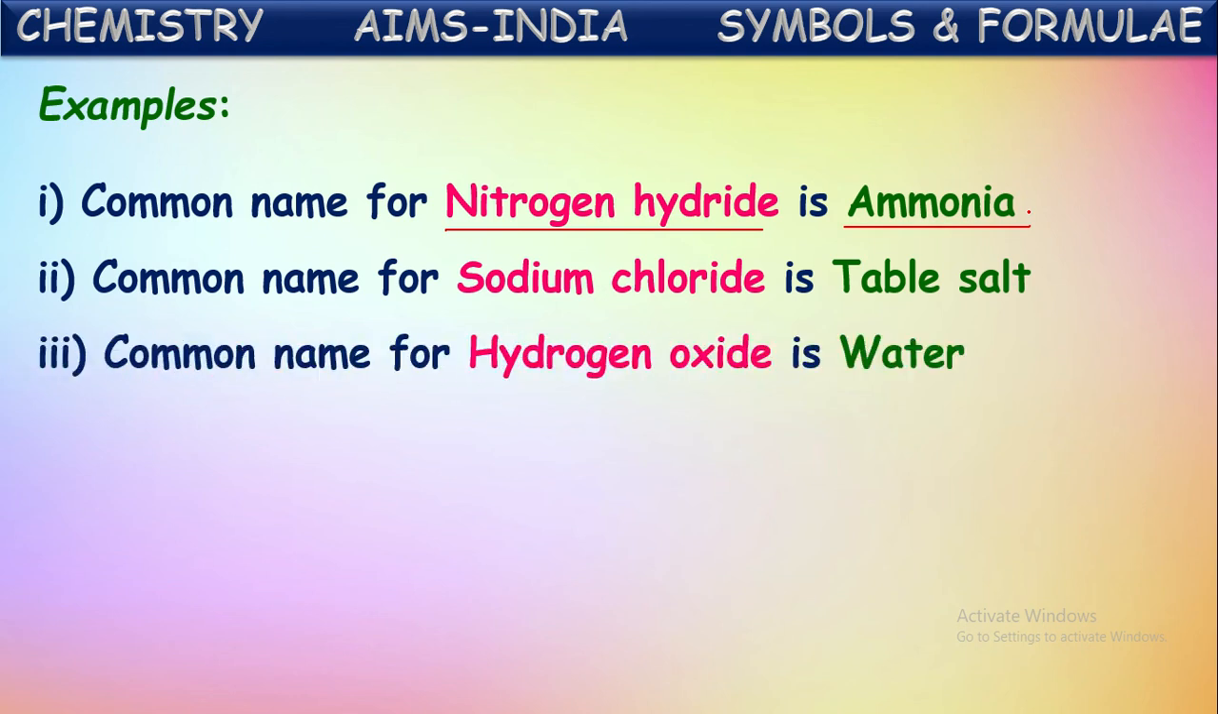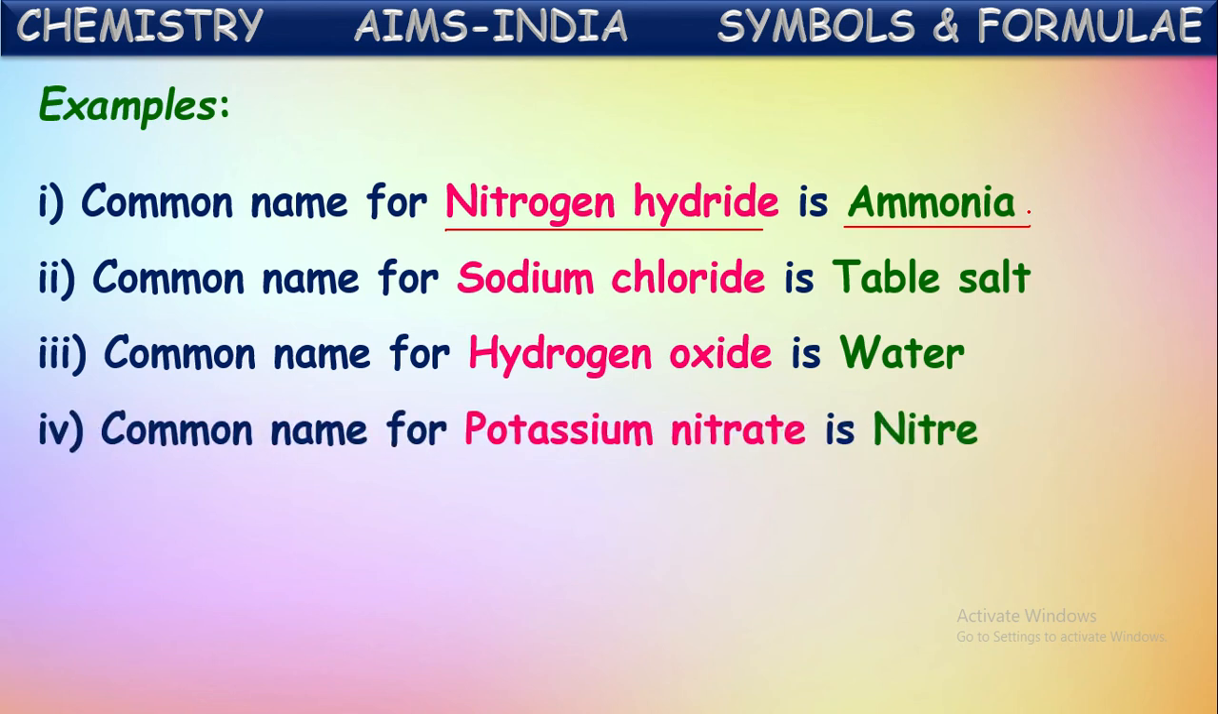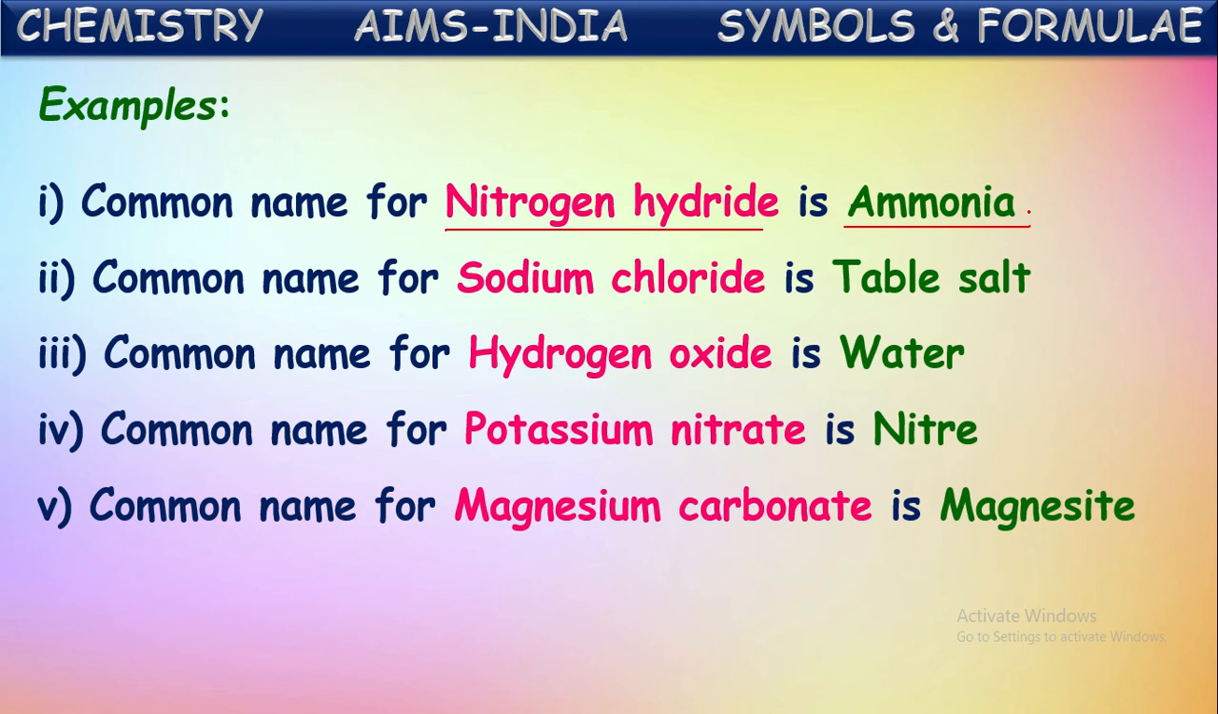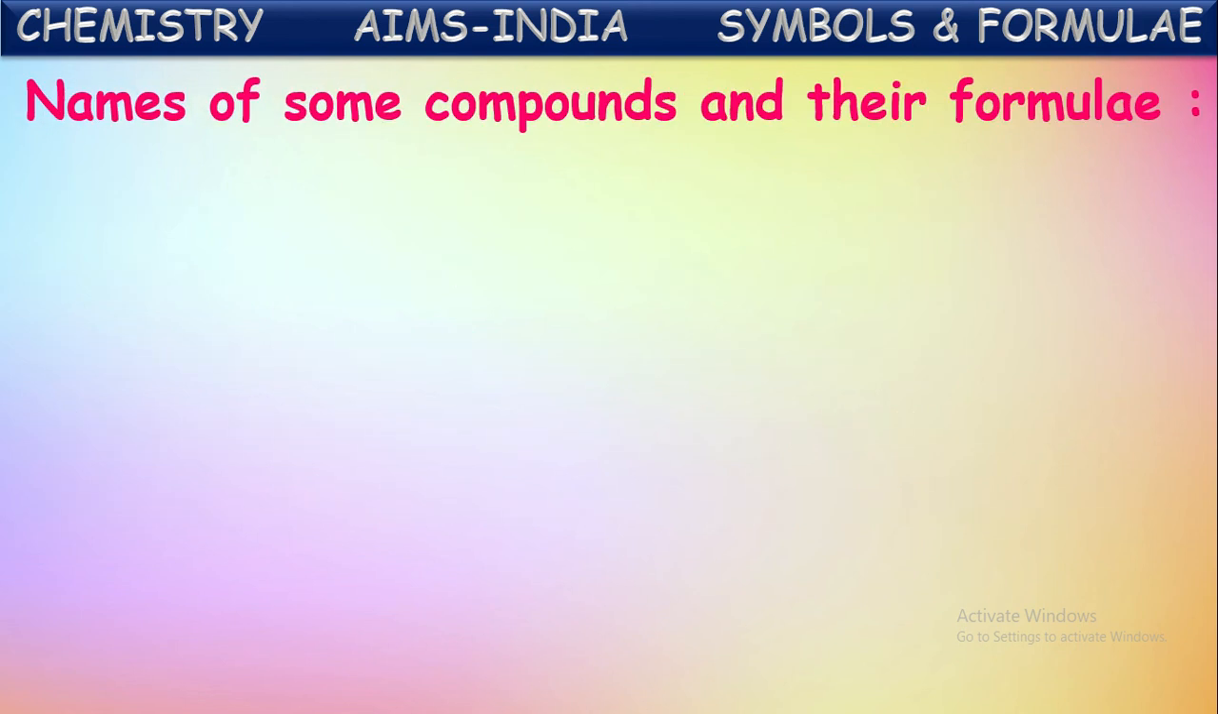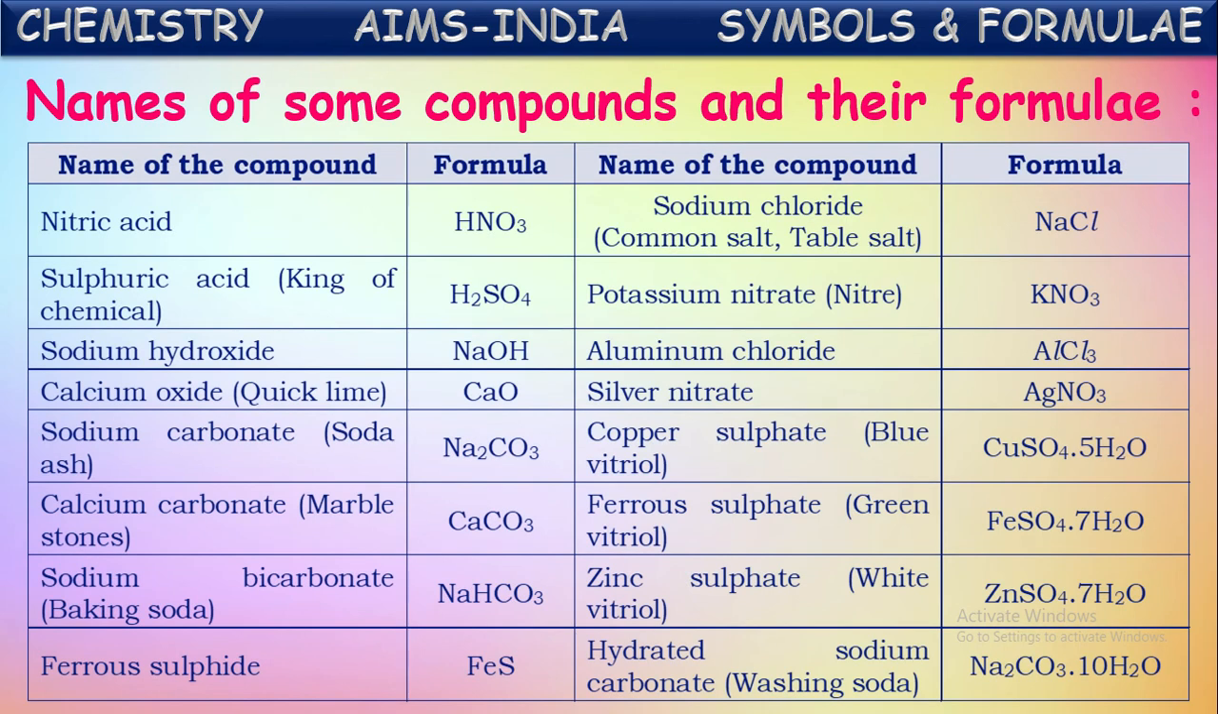One more common name, for hydrogen oxide or dihydrogen oxide, is water. Another common name, for potassium nitride, is niter. And the common name for magnesium carbonate is magnesite. So these common names are more familiar than their systematic names, and hence they are being used continuously. See a table showing the chemical formulae and their names. Observe these chemical compounds once. Even their common names or tribal names are also mentioned.